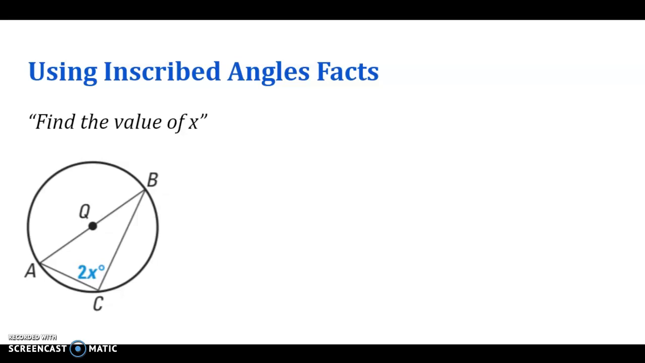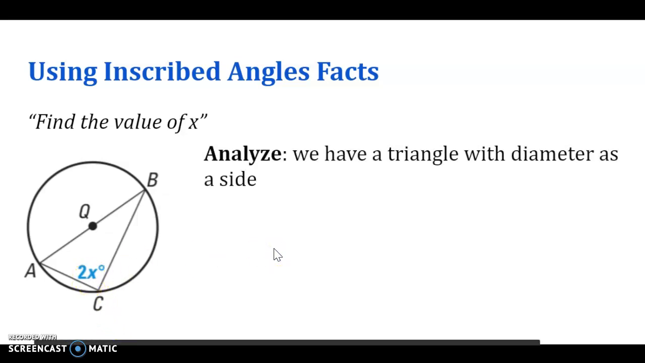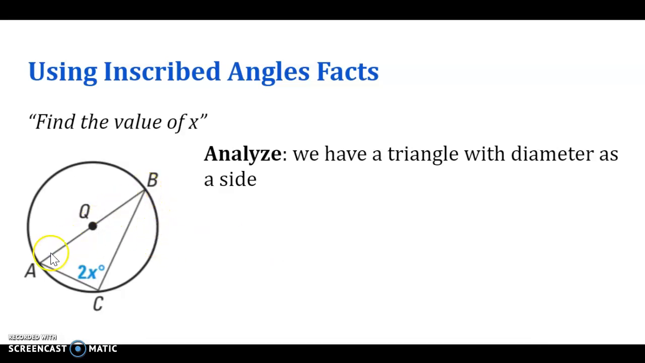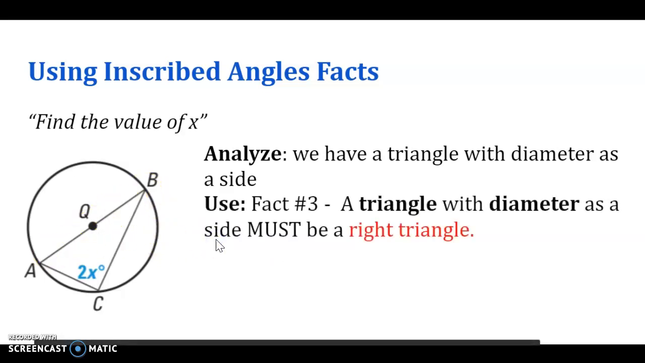Here we have a problem: find the value of x. So what do we have? Analyze, we have a triangle with a diameter as a side. So BA is a diameter. So therefore, we can use fact 3. The triangle with a diameter as a side must be a right triangle. Okay? If you have a diameter as one of the sides, in fact, that's a hypotenuse, then it's going to be a right triangle. Why? Because this inscribed angle is always going to be 90 degrees.